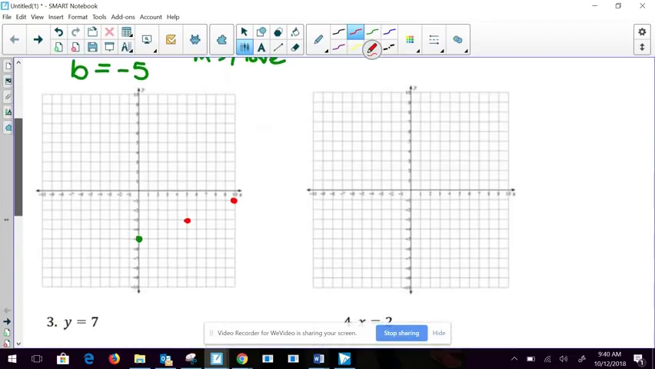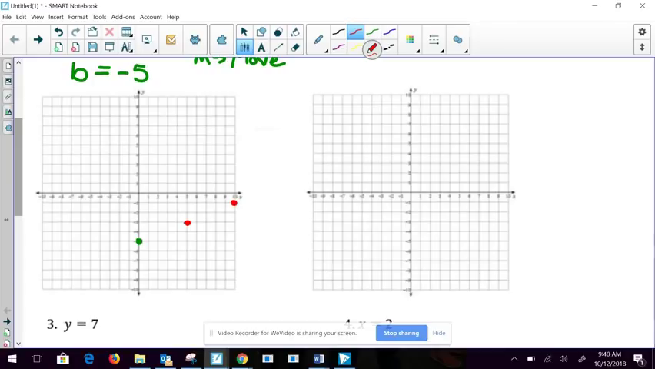So now you ask yourself, what is the opposite of up and to the right? Good, down 2 and left 5. 1, 2, 3, 4, 5. And again, down 2, left 5. Now that I have my dots all written out, I go ahead and connect them with a straight edge. Let's see how I do. Not too bad.